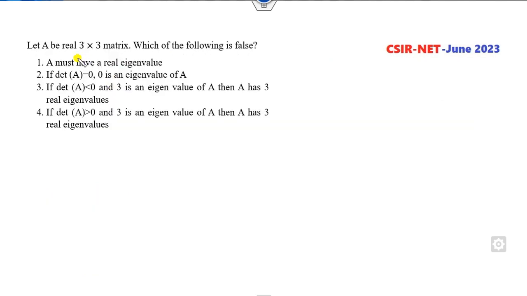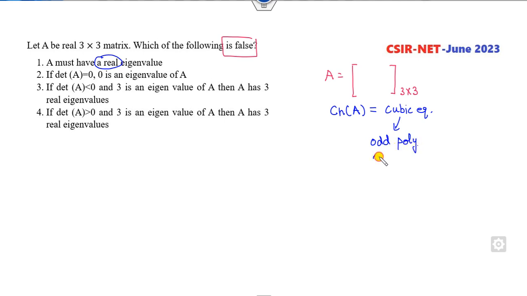Okay, look at that. A is my 3 cross 3 real matrix. Which of the following statements is false? The first option is: A must have a real eigenvalue. If you find the characteristic polynomial of A, it will be a cubic equation. And we all know an odd degree polynomial must have at least one real root. That's the simple property we all know.